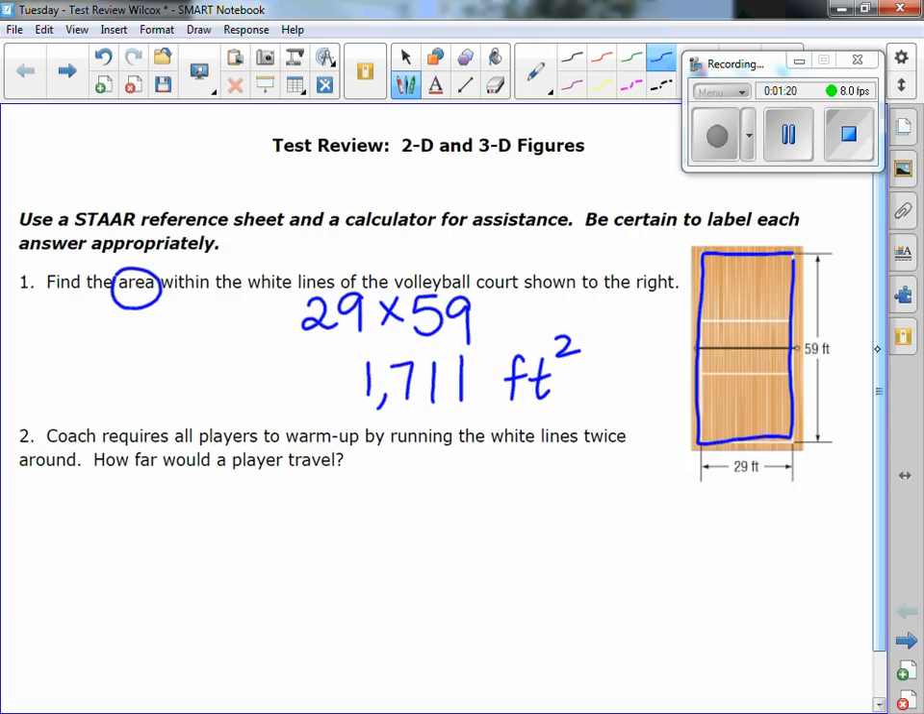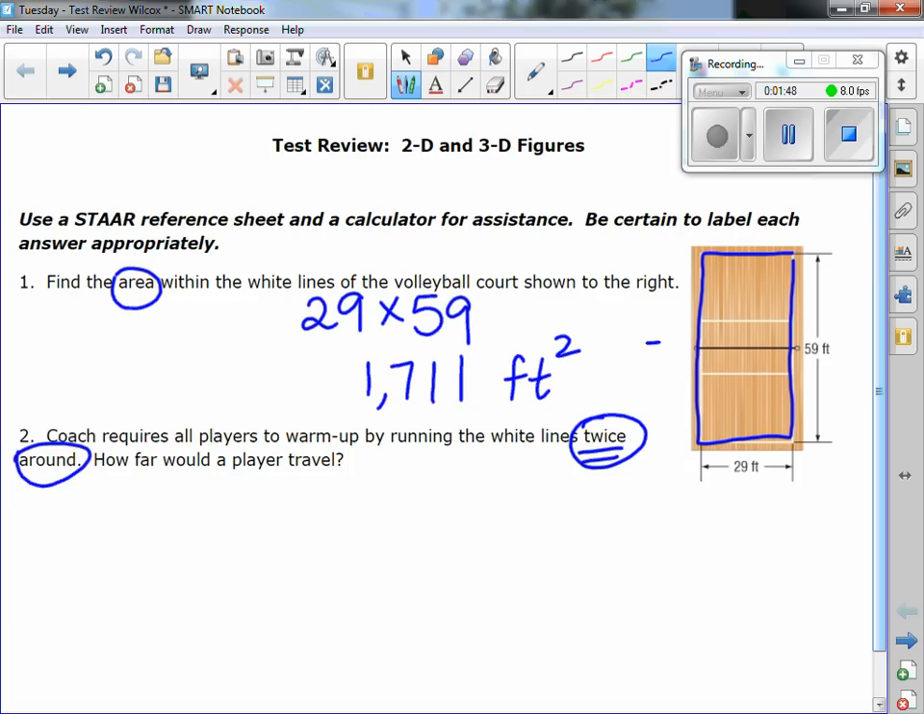Number two, coaches require all players to warm up by running the white lines twice around. Two key words there, twice and around. How far would a player travel? So they didn't tell us in this problem that we have to find perimeter, but using that clue word around, we're able to come to the conclusion that we need to find perimeter, and we need to find that perimeter twice because these athletes are having to run this twice.